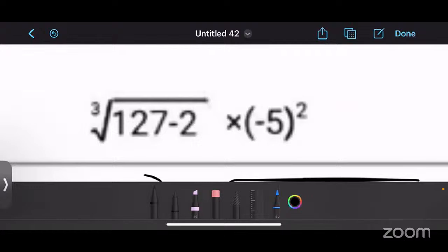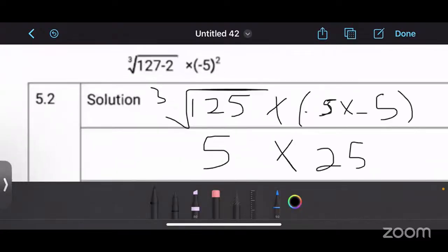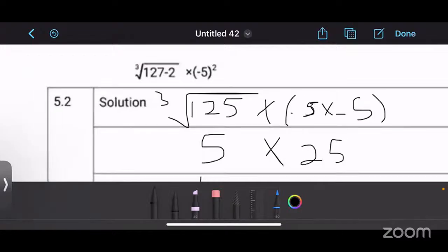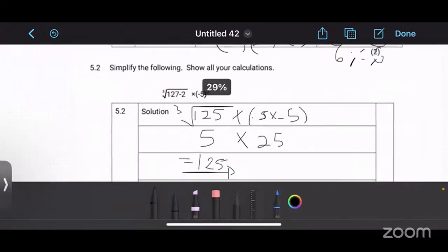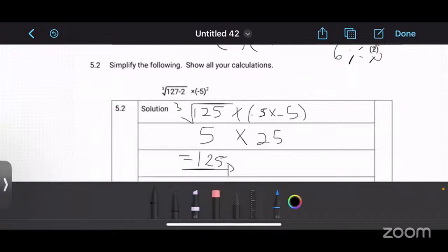Then I said 25 with 127 to the power 3 minus 2. Then 25. Then I said 127 minus 2. It gives me 125. So when I cube that number, it gives me 5. So I said 25 times 5, and it gives me 125. Okay.